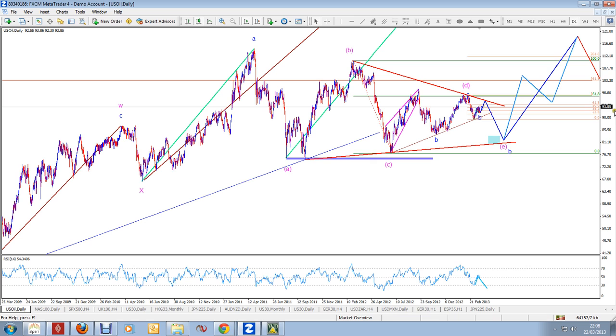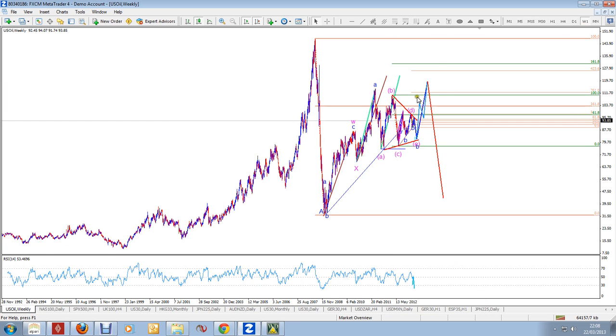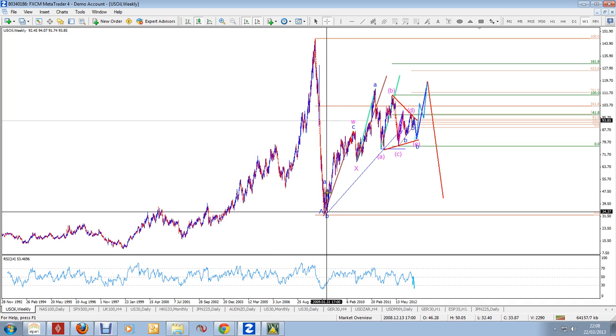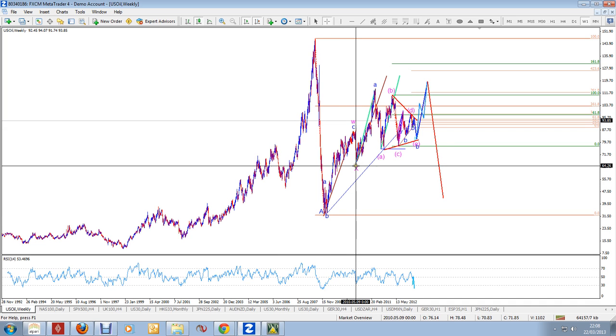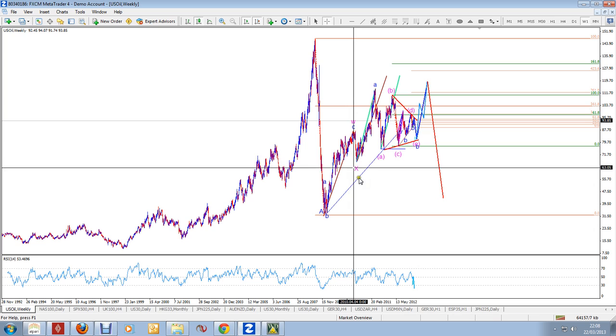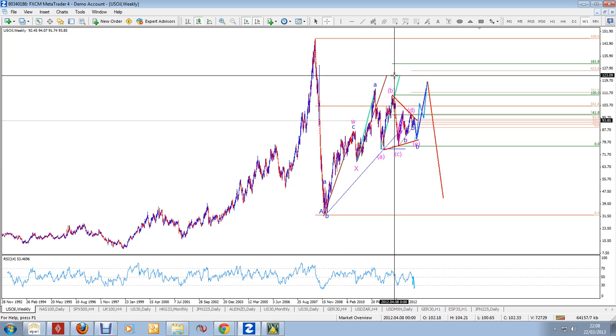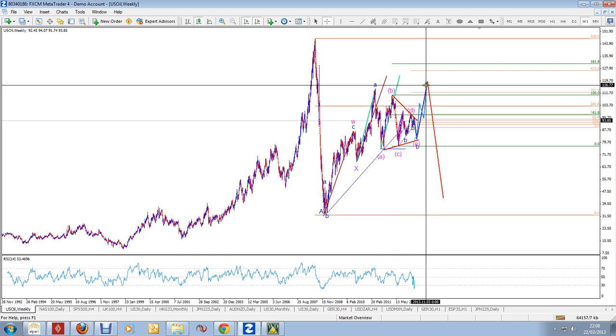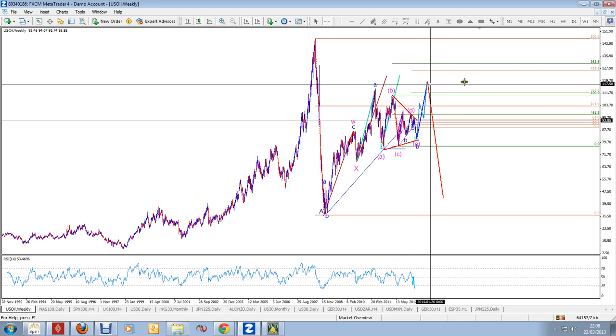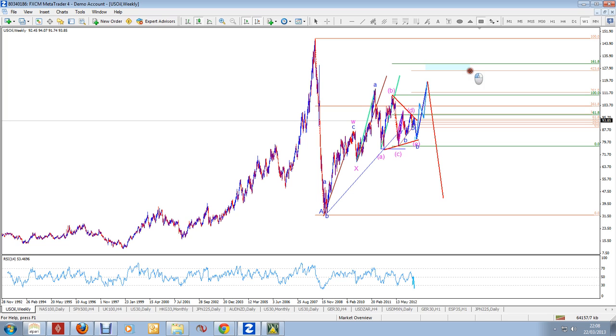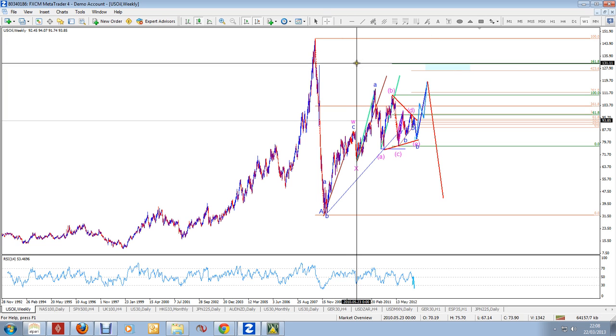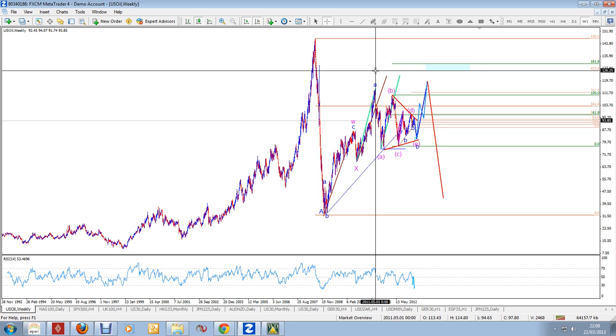So for the time being, in fact it could even go higher, because you see, if I was to put this from the low, if I was to put this A equals AB equals CD, then that is projecting to like 123. So it's quite possible that we might even go there, or we might go higher. We might actually finish up probably more like 125 to 130 maybe even.